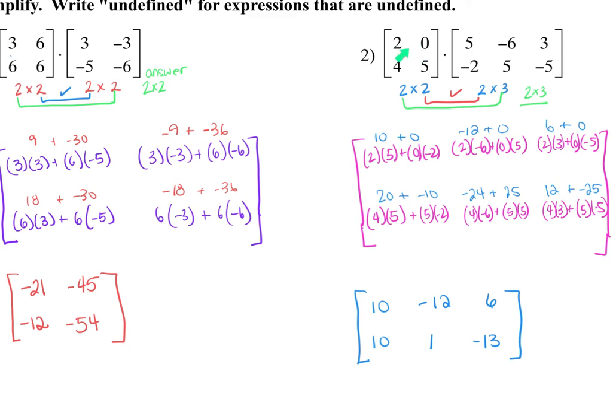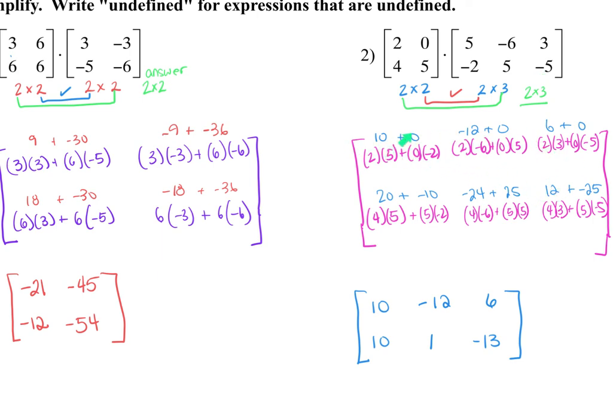I started with this row. I did the first column, 2 and 5, 0 and negative 2. I did the second column, 2 and negative 6, 0 and 5. The third column, 2 and 3, 0 and negative 5. That's how I got this first row.